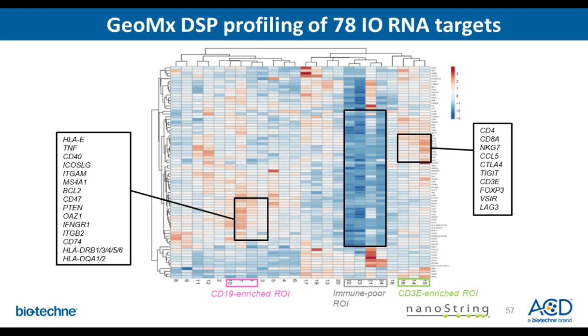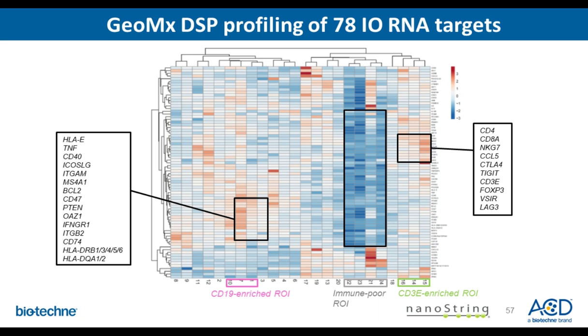Then, highlighting some of the genes that we're actually seeing in these ROIs. For the CD19 enriched ROIs, we're getting the targets we'd expect: the HLAs, CD40, MS4A1, which is CD20, and then CD74 and other targets. On the far right, I'm highlighting some of the CD3 enriched ROI expressors: CD4, CD8 as expected, CTLA4, TIGIT, CD3, FOXP3, VSIR, which is VISTA, and LAG3. So that gives us a lot of confidence that we're profiling these appropriately with DSP.